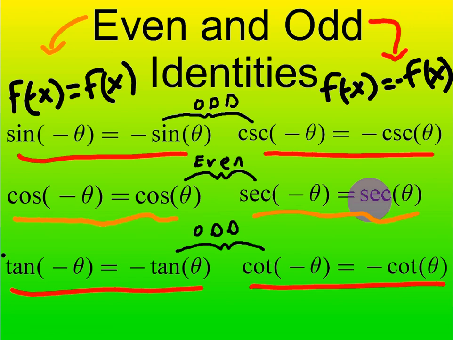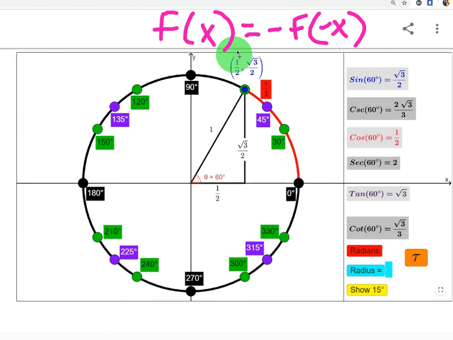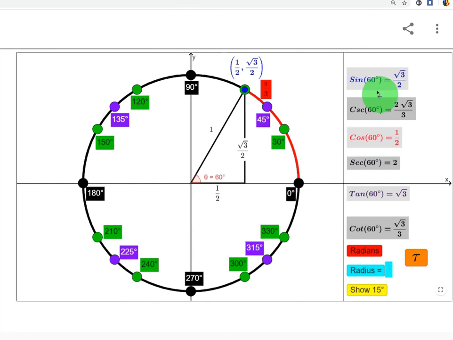If I go back, again, this up here is the definition of odd. So since we're talking about even, we'll just write the definition of even up here, which is that f of negative x equals f of x. The only difference is there's no negative in front of the f.